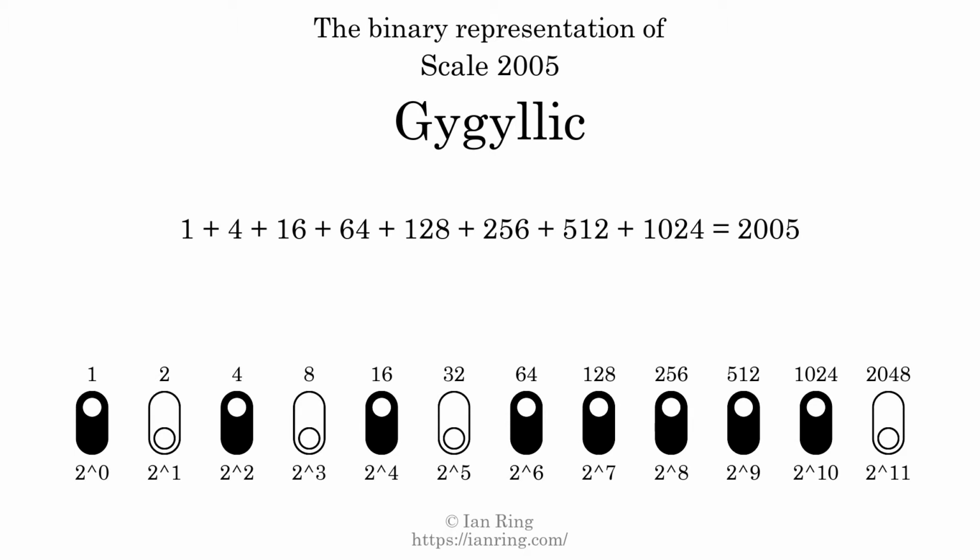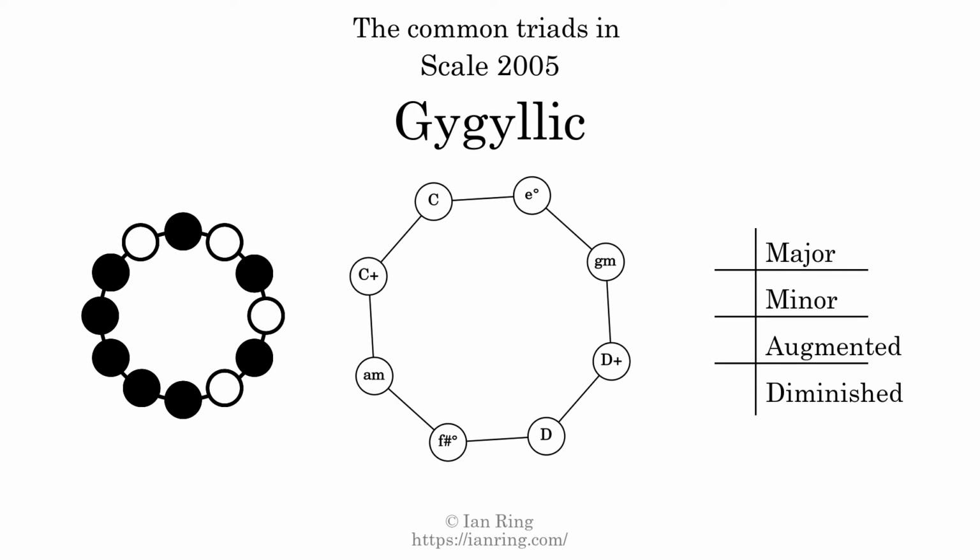The scale number not only enumerates the scale with a unique index, but it also literally describes the tonal content of the scale. Represented as a binary number in base 2, the scale number is 01111101011. Here are the common triads present in this scale.